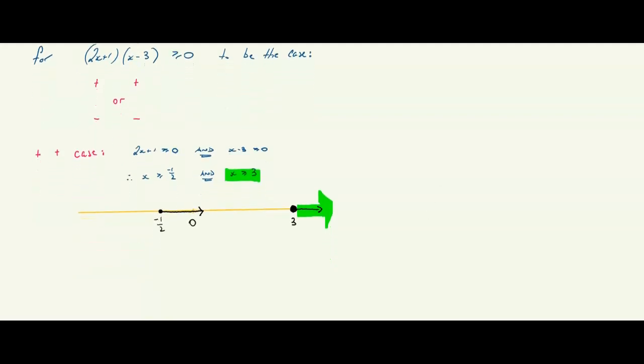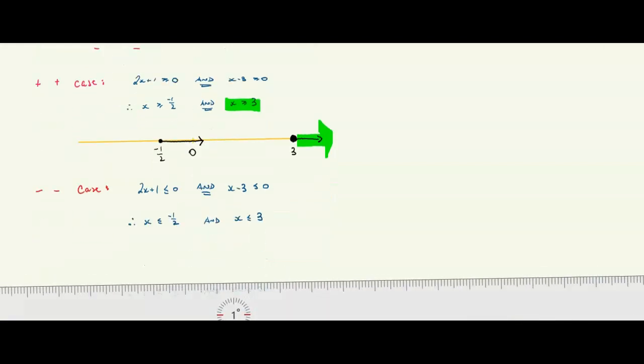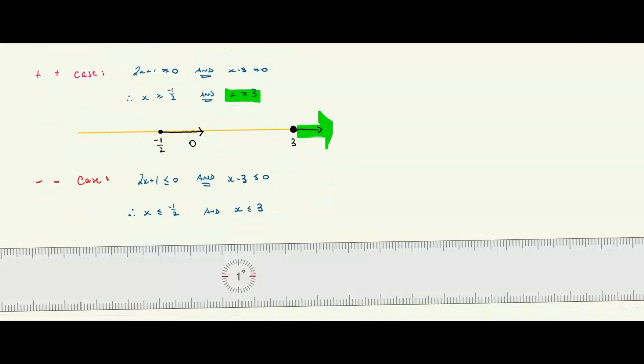Now my negative case. Okay. So now we look at 2x plus 1 being less than or equal to 0 and x minus 3 being less than or equal to 0. So therefore, x is less than or equal to negative a half and x is less than or equal to 3. Let's get my ruler back out and have a look at these solutions.